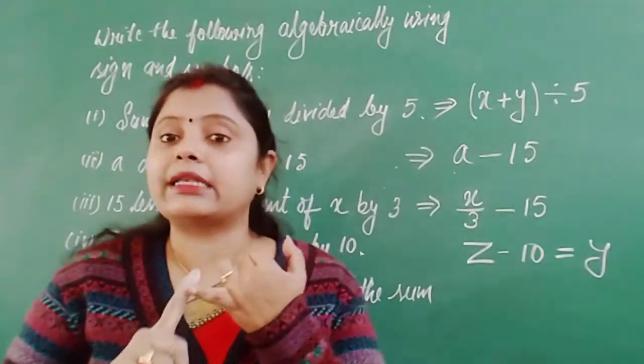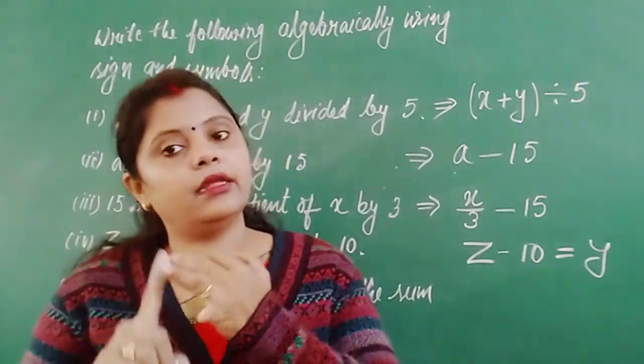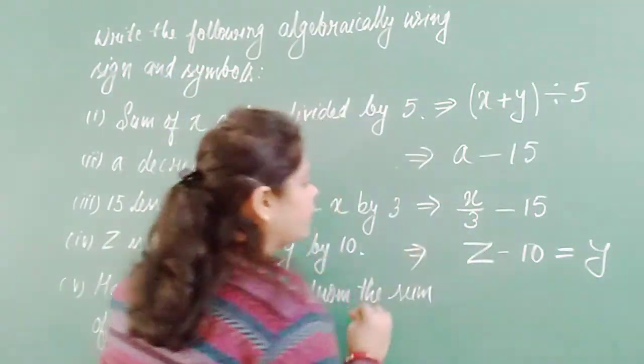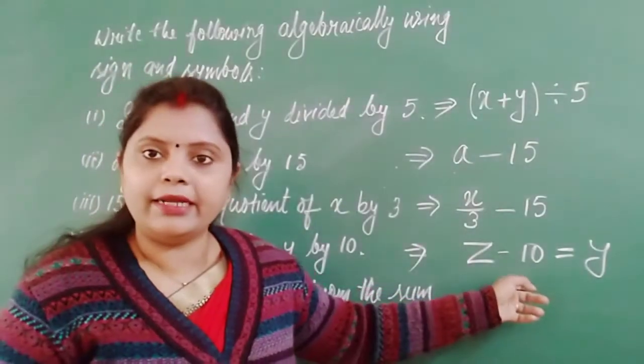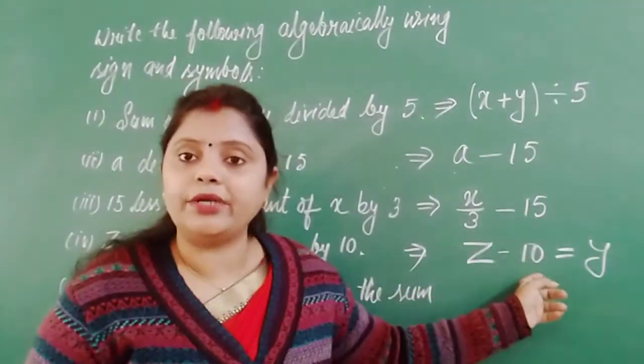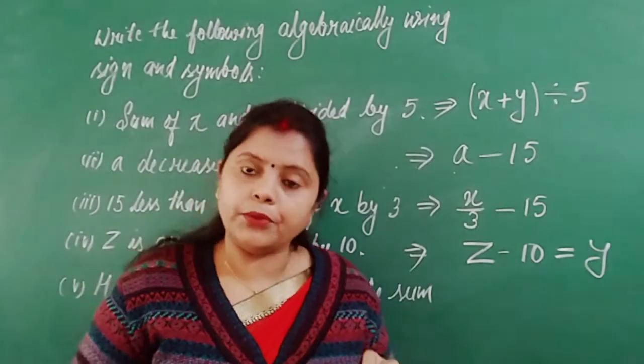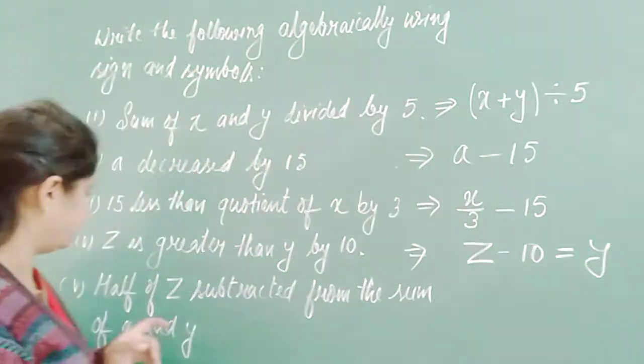there must be at least one variable and an equal to sign. So you see here what we have got in number 4. Z is greater than y by 10. That is why we have taken 10 out of z so that both can become equal. Okay. Now come to the last question.